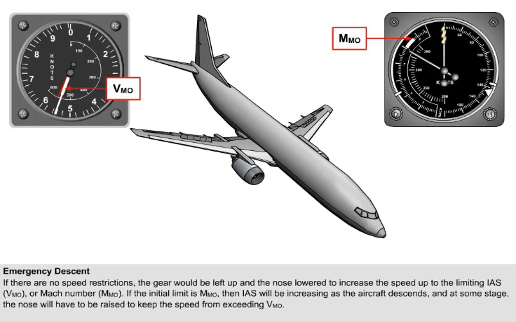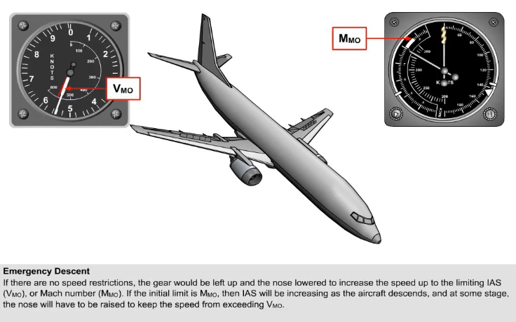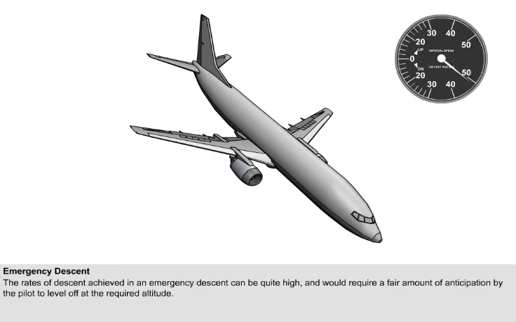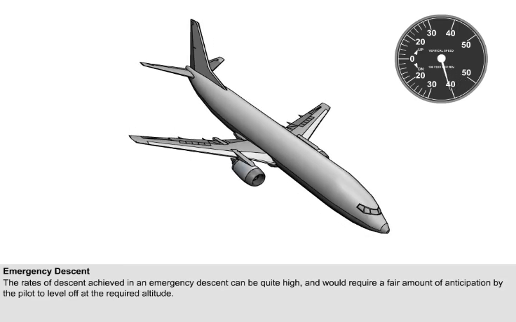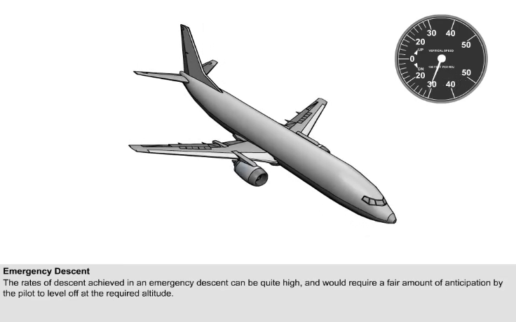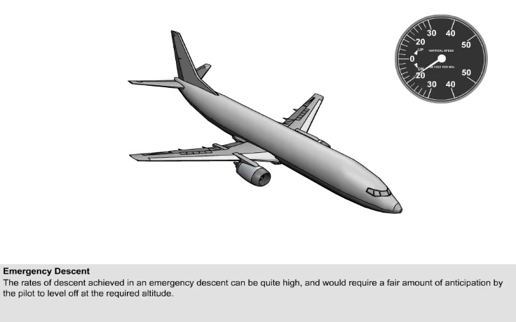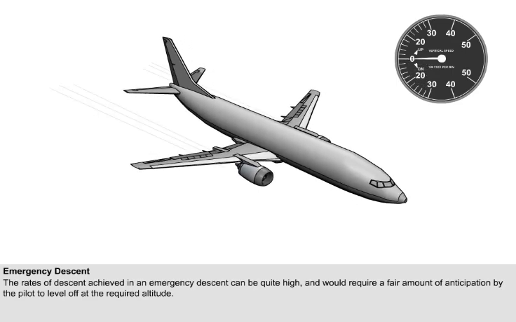If there are no speed restrictions, the gear would be left up and the nose lowered to increase the speed up to the limiting IAS, VMO, or Mach number, MMO. If the initial limit is MMO, then IAS will be increasing as the aircraft descends, and at some stage the nose will have to be raised to keep the speed from exceeding VMO. The rates of descent achieved in an emergency descent can be quite high and would require a fair amount of anticipation by the pilot to level off at the required altitude.